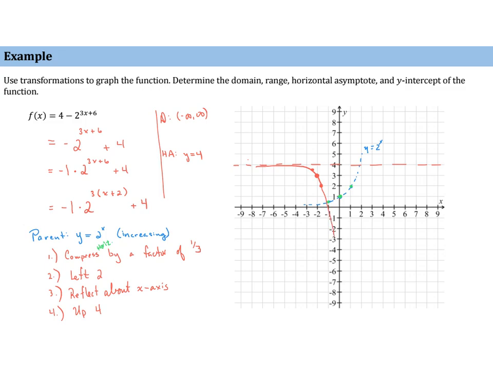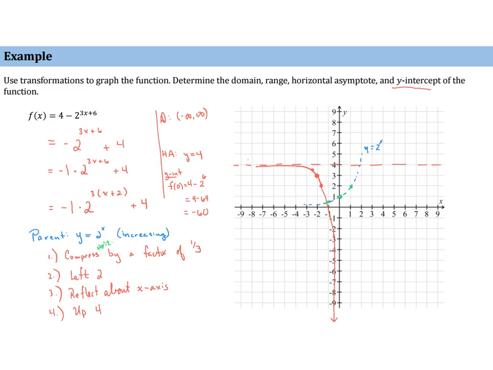And you'll notice we are told to find the y-intercept. So let's go ahead and find the y-intercept. The y-intercept, if we plug in 0, f of 0 would equal 4 minus 2 raised to the 6th. That's 4 minus 64, which is negative 60, which is not going to fit on the graph. But it will cross the y-axis.